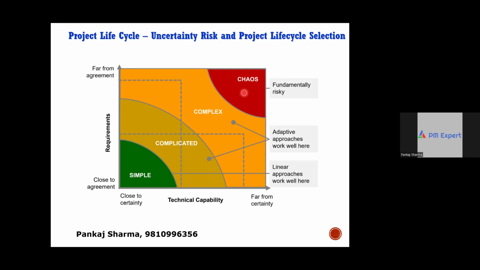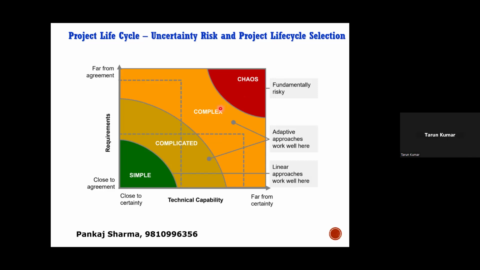A lot of research was done on the nature of the virus. As the pharmaceutical companies and researchers got more and more information on the nature of the virus, it moved from chaos to complex. Then they started planning about vaccines.